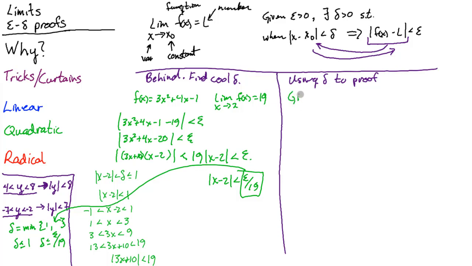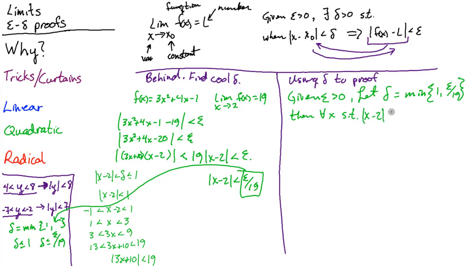Say given, we're in our proof, we're going to have given epsilon greater than 0, we're going to let delta equal the minimum of 1 and epsilon over 19. Whichever is smaller, that'll be great, but delta will always be less than or equal to that and less than or equal to that. So for one purpose, if that, then for all x such that x minus 2 is less than delta, we get two different things. So let's write both of those.